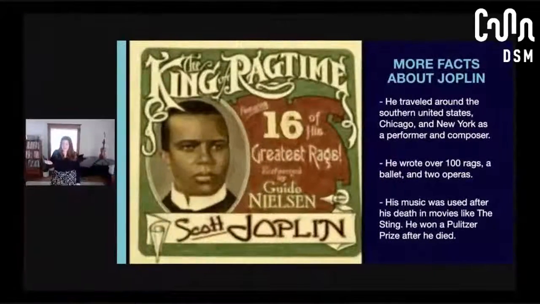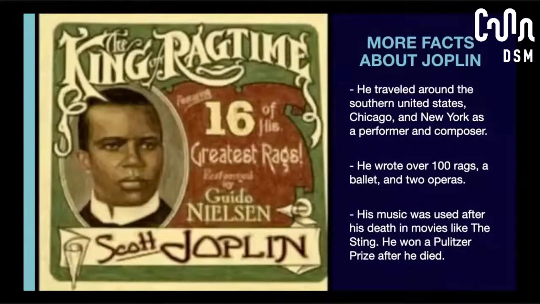He wrote over 100 different rags, which are, a rag is that ragtime style of music. And he also wrote a ballet, which I think would be really interesting to watch in a ragtime style. And he also had 2 operas. And I think it's kind of sad. He was a composer that definitely had some things that were popular when he was around and he was going around performing it.